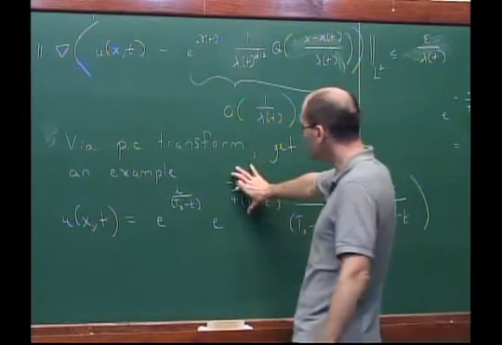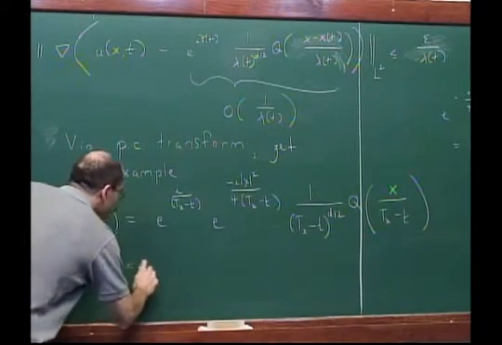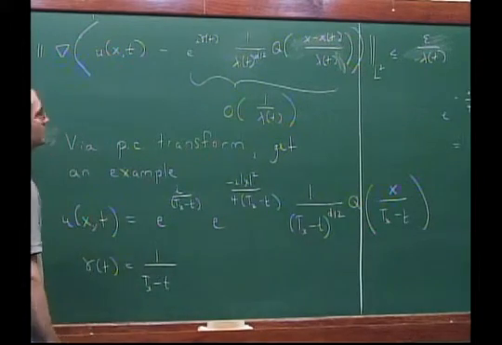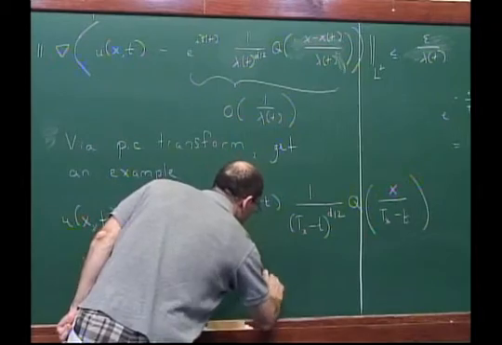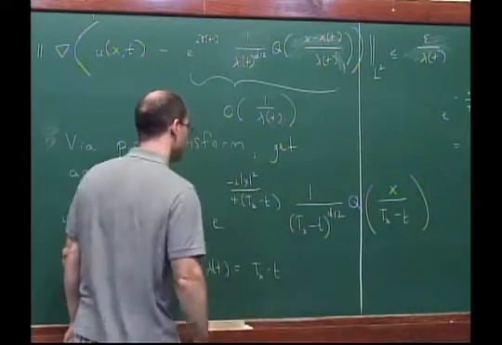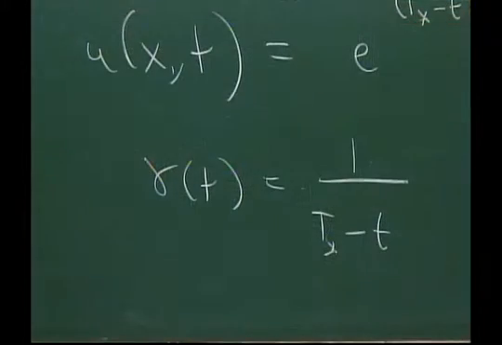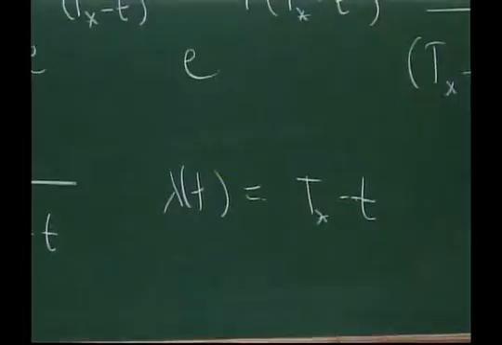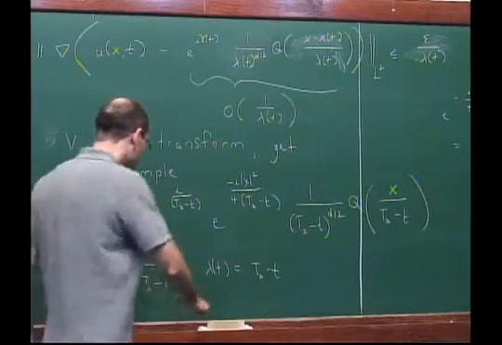So that can be erased, and then you take gamma of t equals 1 over t star minus t, and you take lambda to be t star minus t. And so the theorem works. Okay.